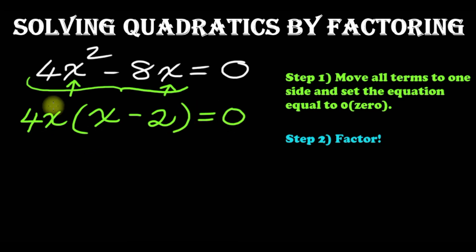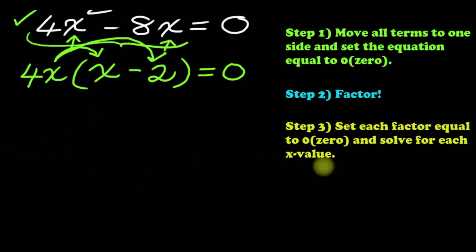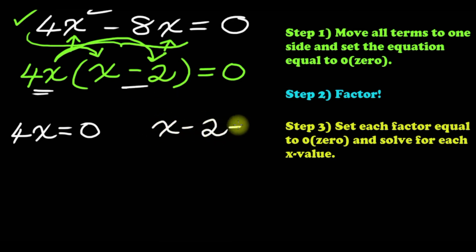Now you can check by multiplying the 4x using the distributive property. If you do, you get 4x squared minus 8x, which is this. So that is step 2. Step 3 is to set each factor equal to 0 and then solve each one for the x value. So 4x is one of the factors, so we're going to go 4x equals 0. And then x minus 2 is the other factor, so we're going to go x minus 2 equals 0.